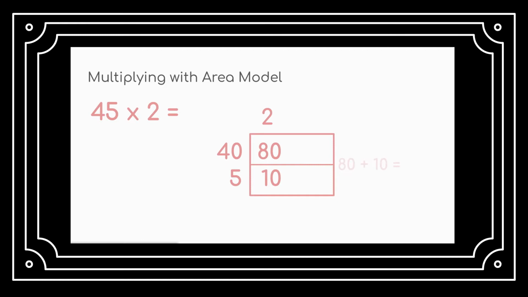Now let's add up the numbers inside the rectangle. The total will be our answer. 80 plus 10 equals 90. In conclusion, 45 times 2 equals 90.